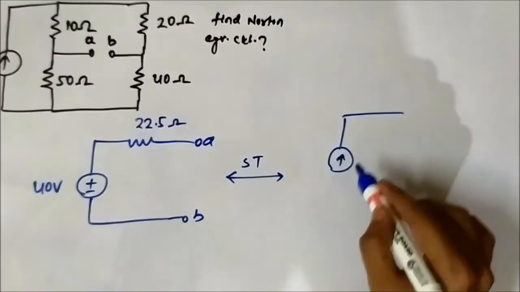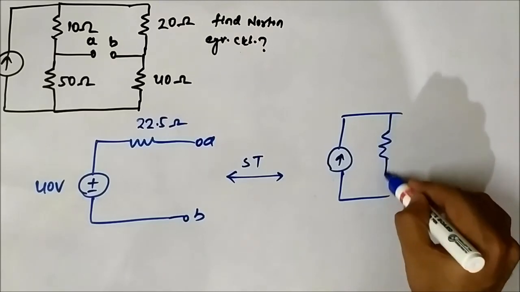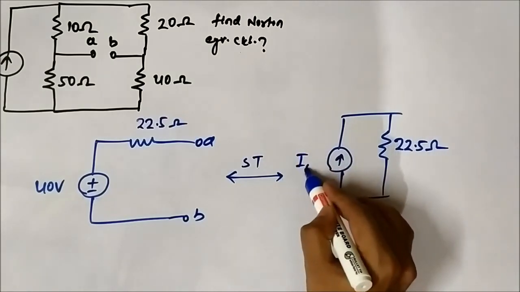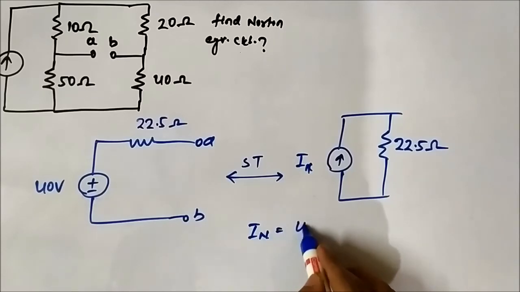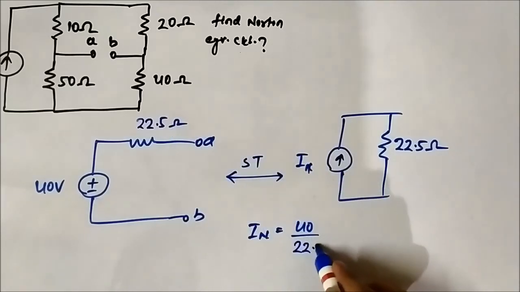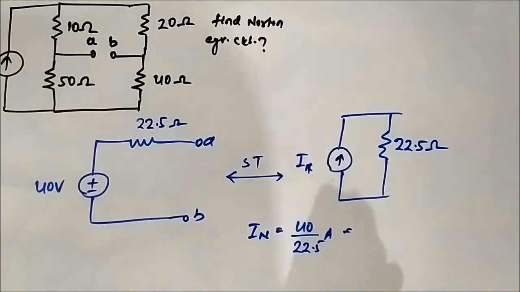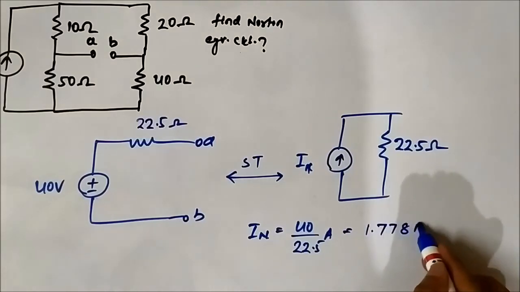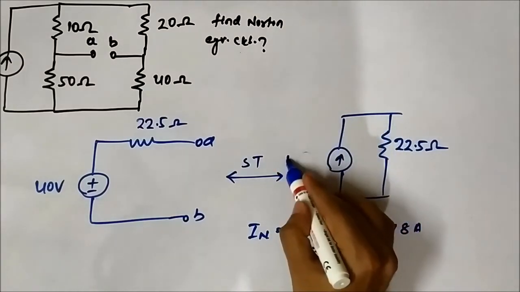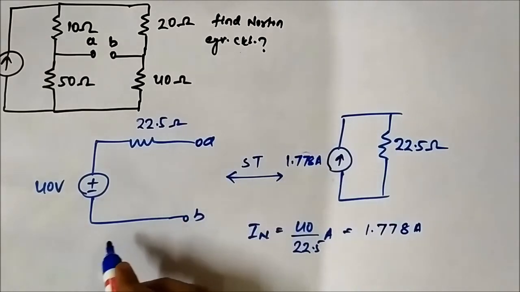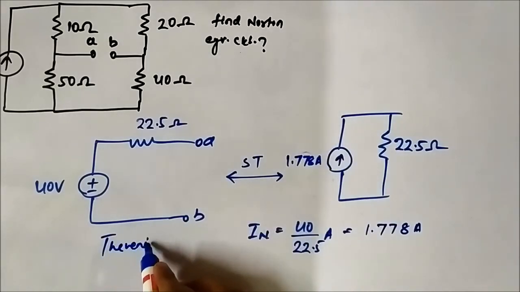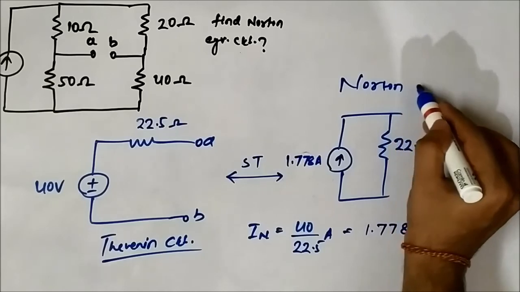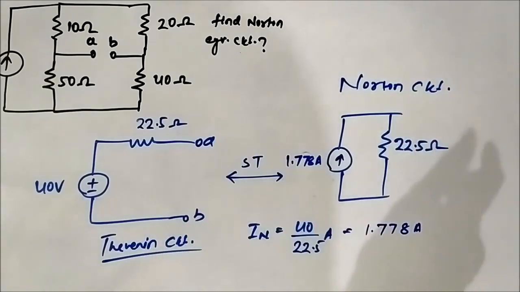When we apply source transformation, we will have a current source, and the same resistor will be connected in parallel across the current source, 22.5 ohm, because RN and RTH are the same. So here this current IN is 40 V divided by 22.5 ohm, which is coming around 1.778 ampere. So this is the Thevenin circuit, and this is the Norton circuit, just applying source transformation.